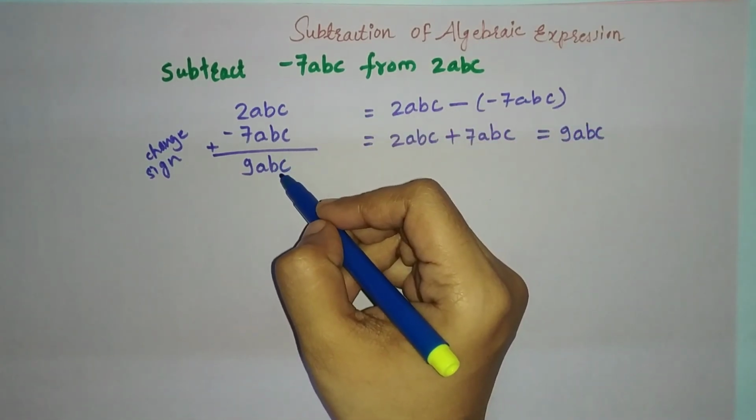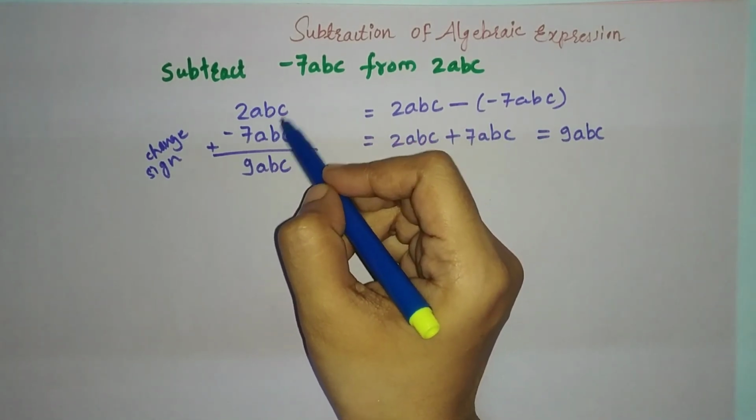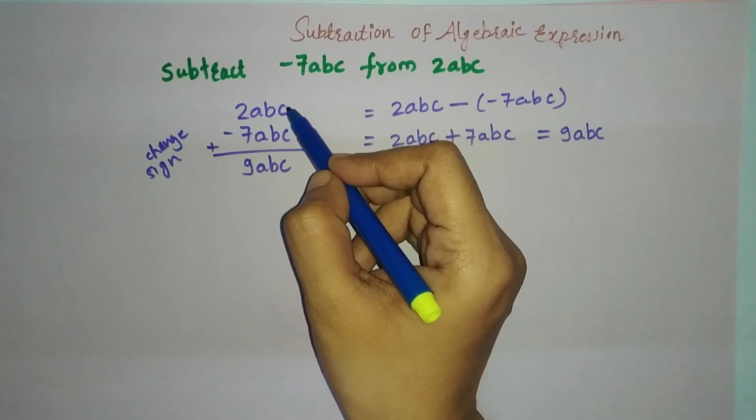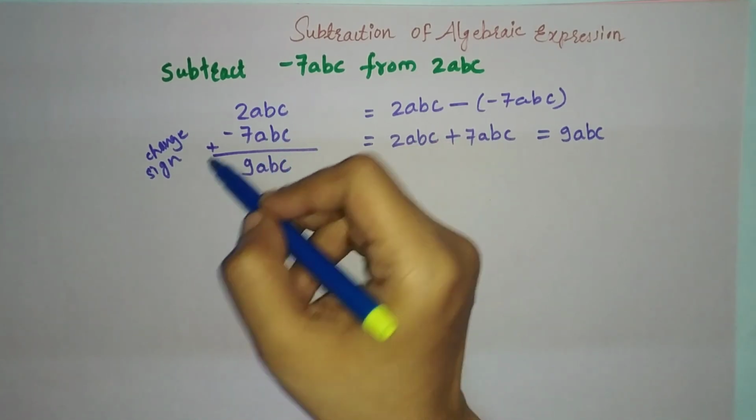In a horizontal way you can simply perform it in a line and solve it, and in a vertical way you will write down above the expression from which we have to subtract, and from the lower we'll change the sign.